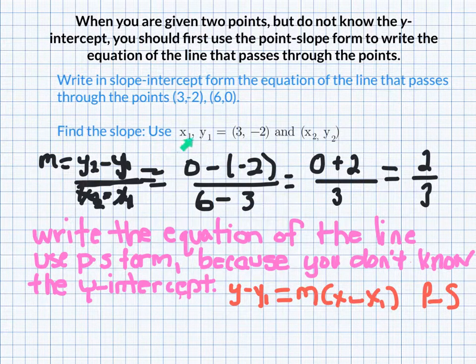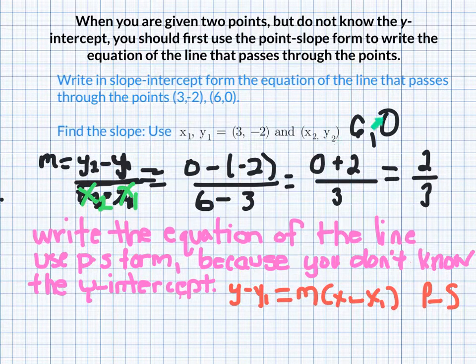So to find the slope, we use the coordinates of x1 and y1 to be 3 and negative 2. And x2 and y2 is going to be 6, 0. So now we work it out. m equals y2 minus y1 over x2 minus x1. It's hard to read right there, but that's what that says. Okay, I fixed it so maybe you can see it better. x2 minus x1. We plug in our numbers right here.